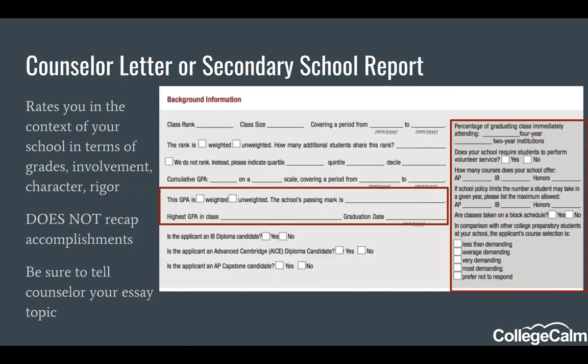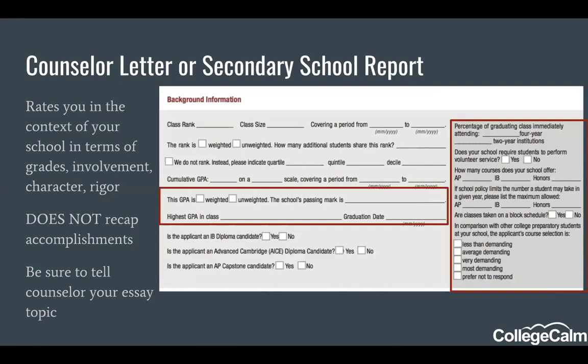So that is really important to know, that they're talking about the rigor of your schedule, what kind of classes you took compared to your peers, and if you took advantage of all of the A through G classes offered at your school, those kinds of things. That's what they're looking at. They're assessing rigor and opportunity.